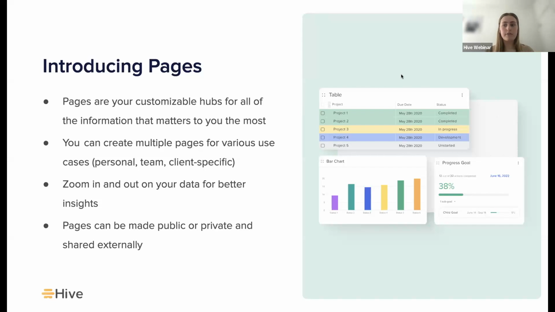You're able to zoom in and out of your data. So if you want to see all projects at once, or zoom into one specifically, you can customize it how you'd like. You can also create multiple pages for various use cases. You're unlimited in the number of pages that you can create. I have a personal one, and we have a team one, which I will dive into later. Pages can also be made public or private, as well as shared externally outside of Hive.